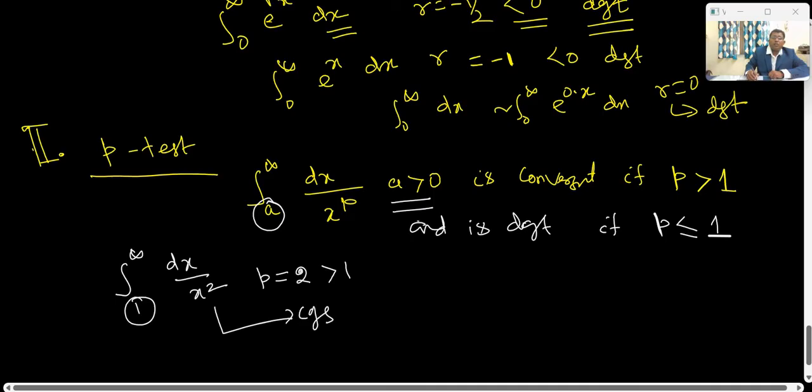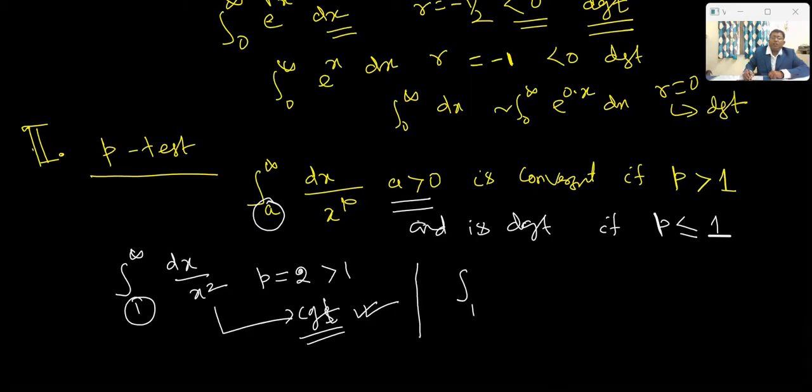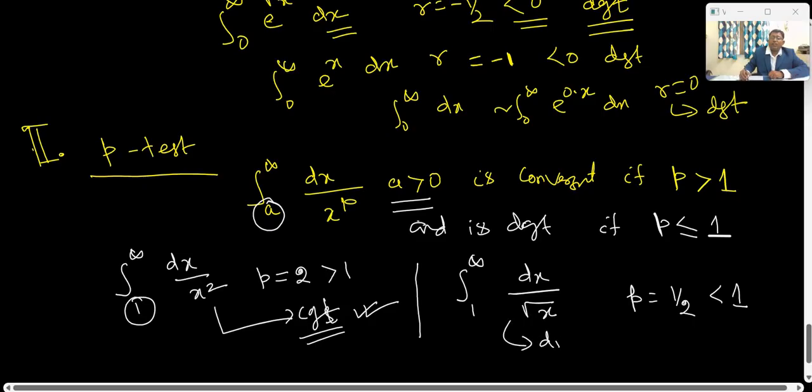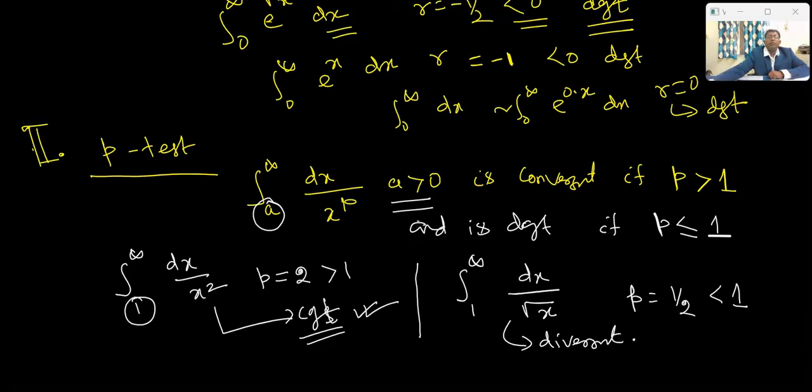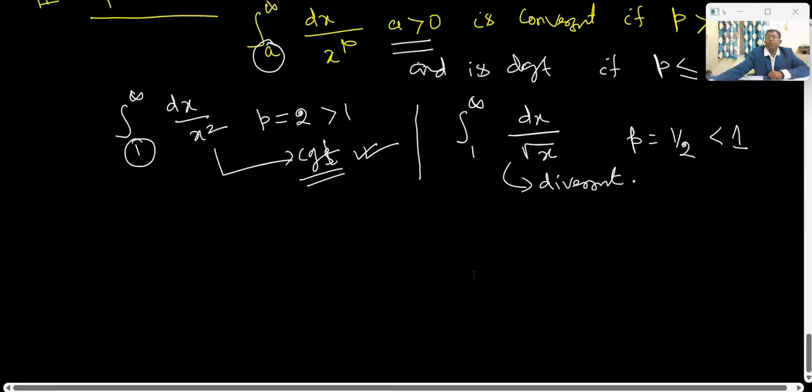If it is asked to test for convergence, then we just go for the test rather than the whole integration. If I ask here integral 1 to infinity dx divided by root over x, what is p here? P is equal to half. So it is less than 1, isn't it? So this integral is divergent, right? This P test is a wonderful test to overcome many problems, and later on this will help you in comparison test to evaluate it.